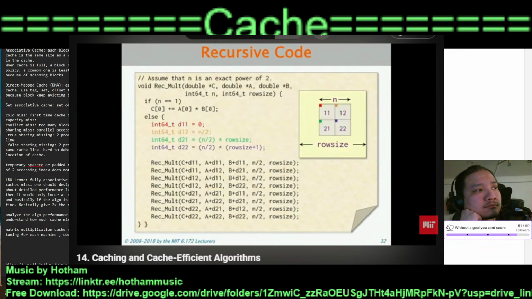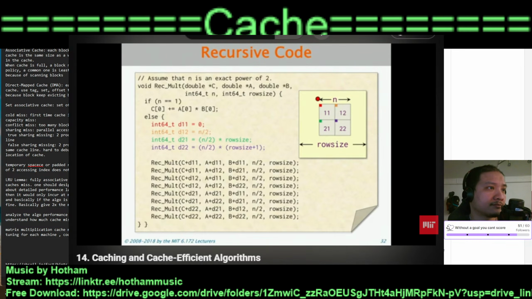Let's also look at what these values here correspond to. I've color-coded these so that they correspond to particular elements in the submatrix that I'm looking at on the right. These values correspond to the index of the first element in each of my quadrants. The first element in my first quadrant is just going to have an offset of 0. And then the first element of my second quadrant is going to be on the same row as the first element in my first quadrant.